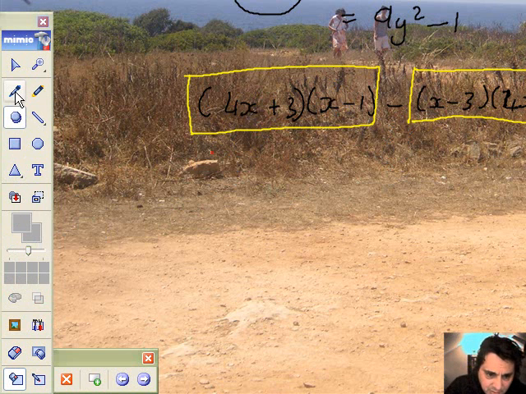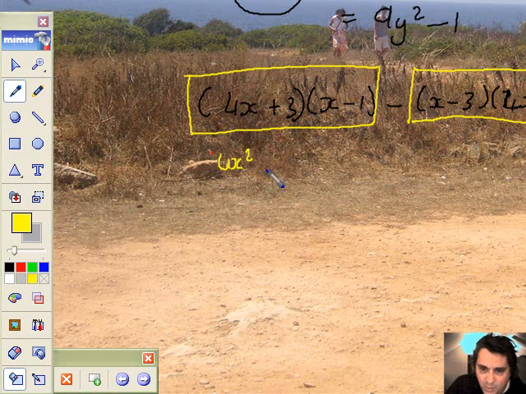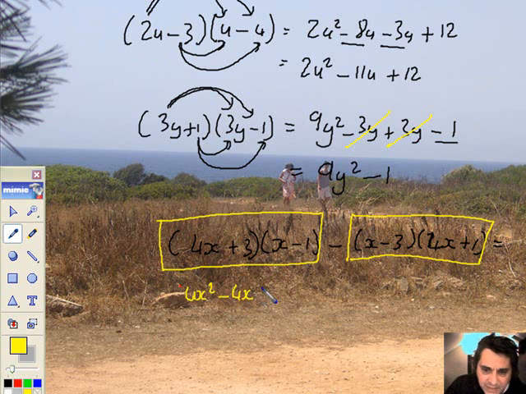Forget that. Let's go yellow. Right, 4x times x, 4x squared. 4x times 1 will be minus 4x, it's negative there. 3 times x, plus 3x. 3 times minus 1, minus 3. Let's just squash that little bit while we're at it. We have 4x squared. Minus 4 plus 3 is minus a single x, minus 3. So I'm now going to stop there.